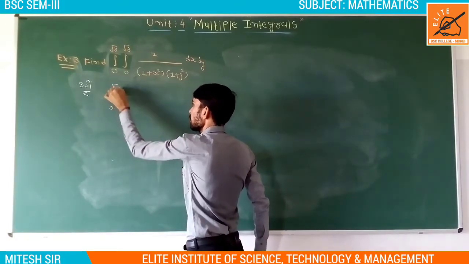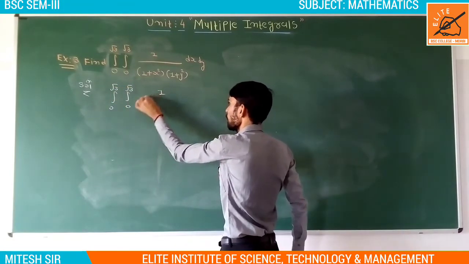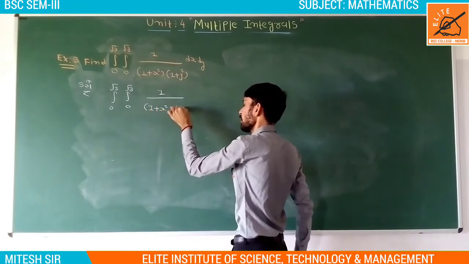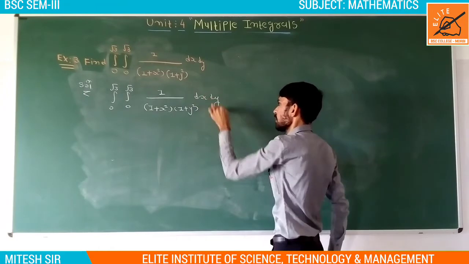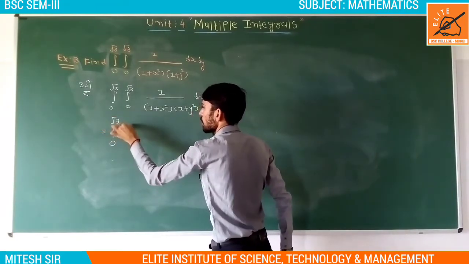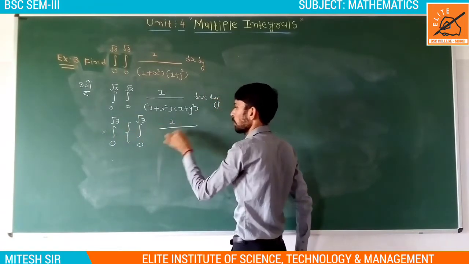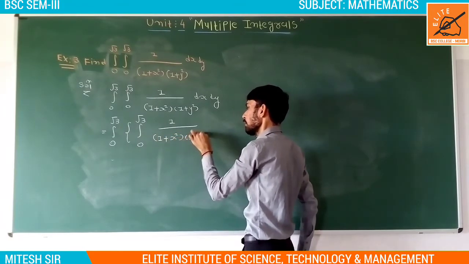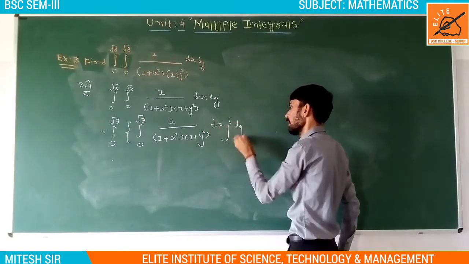Integration 0 to root 3, integration 0 to under root 3. The function is 1 upon 1 plus x square, 1 plus y square, dx dy. Here we are doing first of all with respect to x. So in a bracket, integration 0 to under root 3, 1 upon 1 plus x square, 1 plus y square, dx dy.